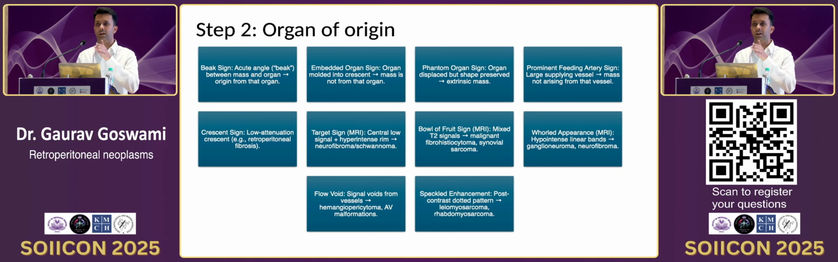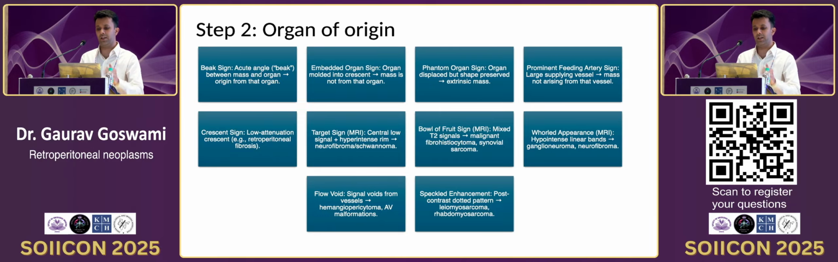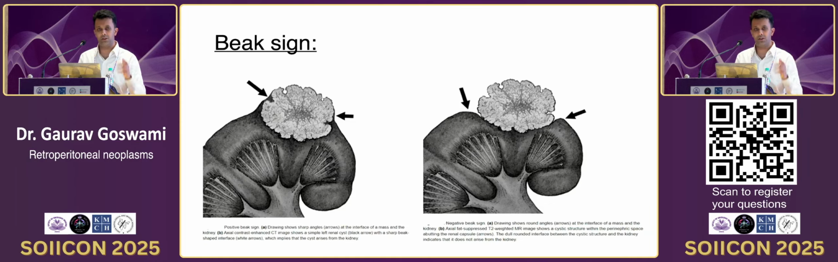Then the prominent feeding artery sign: the mass is primarily not a vascular lesion, but a particular artery is feeding that lesion. Then the crescent sign, target sign, bowl of fruit sign, whorled appearance, flow voids, which are vascular changes, and speckled enhancement. I'll describe the three major signs.